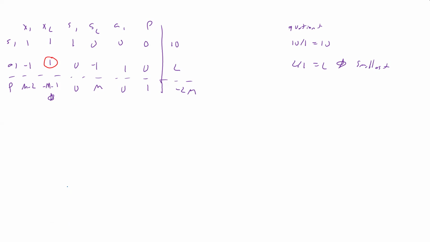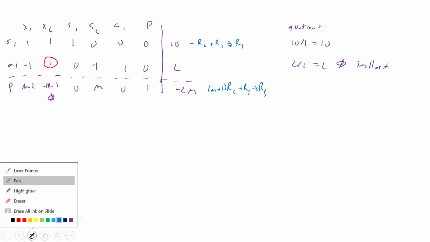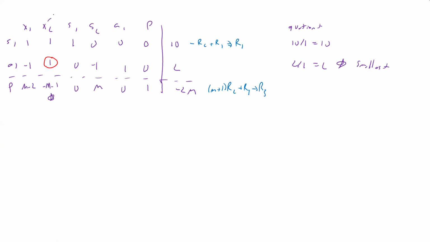And so what do we need to do to get everything else in that column to be 0? Well, we're going to take minus row 2 plus row 1 to go to row 1. And then it looks like we're going to take M plus 1 times row 2 plus row 3 to go to row 3. Because if we have M plus 1 times that plus this, those go to 0, so we should be good there. All right, so now this one is going to enter. This one is going to exit. So we're going to have now S1, X2, P, and we're still going to have X1, X2, S1, S2, A1, P.